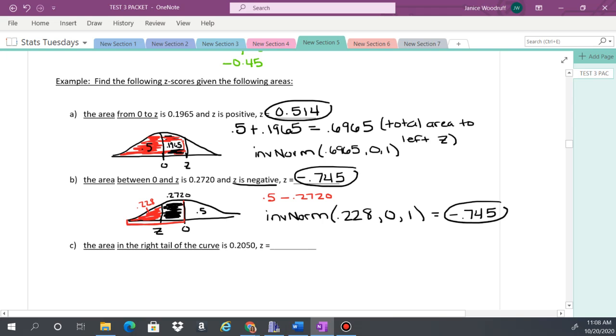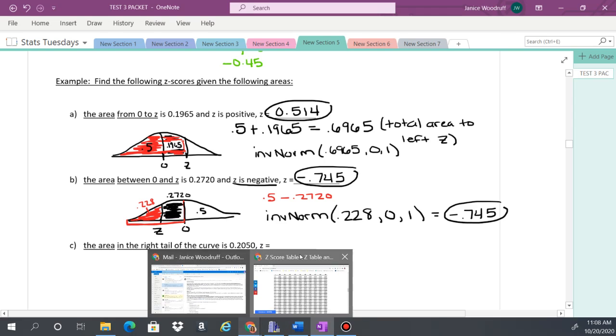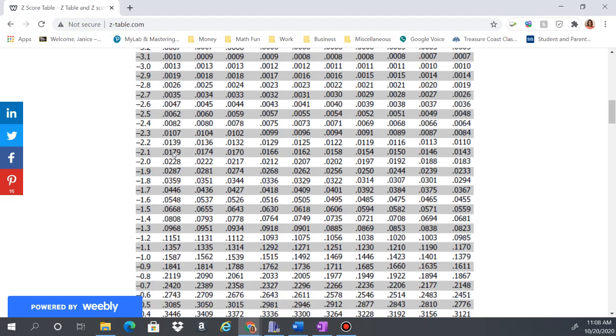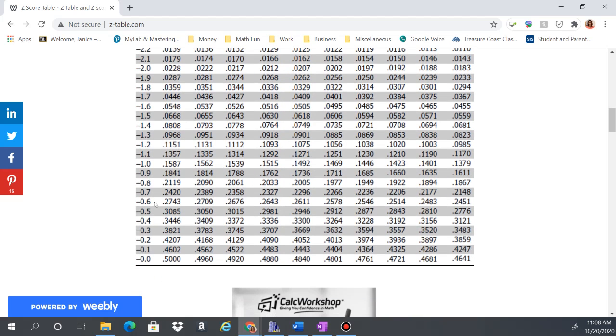And then you can also check that. Okay, look up negative 0.745 in the chart. Now the mouse is showing up. There we go. So negative 0.7, 0, 1, 2, 3, 4, 5. So it's in between here, 0.2296 and 0.2266. What was it? 0.228? That's between those two numbers. So we should be good there.